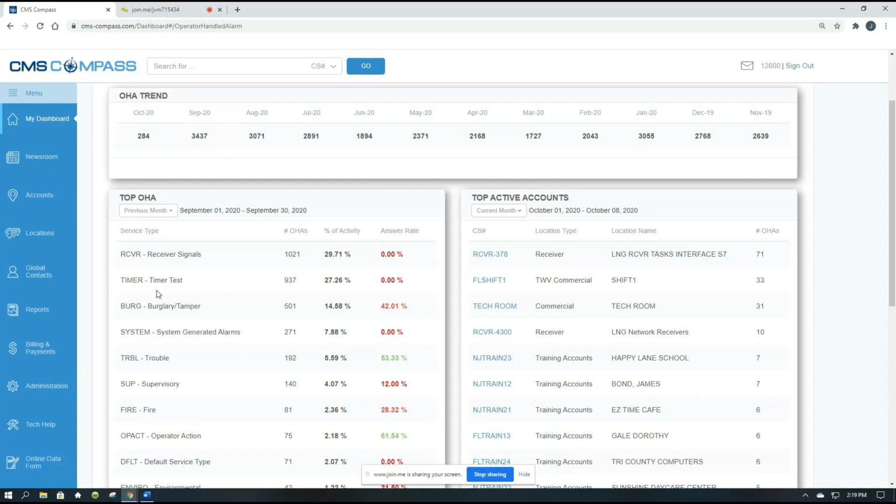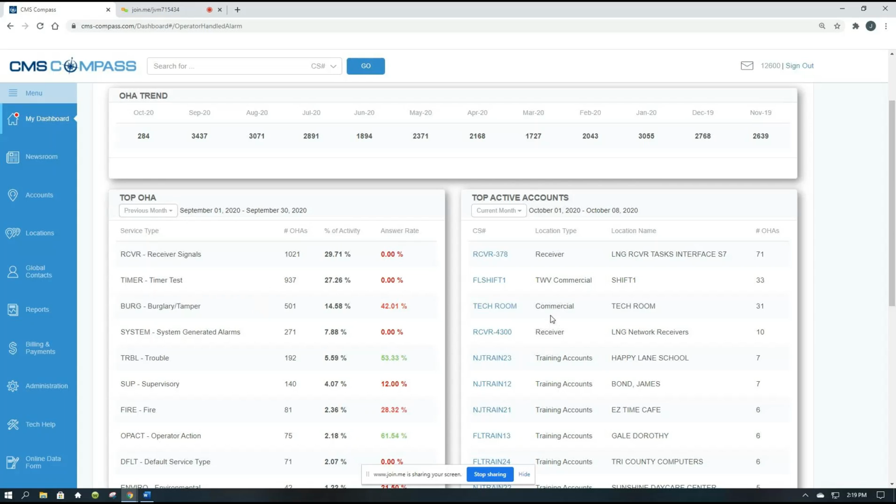Okay, and so when you see these 0%, especially with the timer test, if you look at your accounts and you see 0% or a really low answer rate on your timer test, those are really good prospects for SMS or email auto notification, because they're not answering the phone when we call them to let them know there was a missed timer test. Let them go ahead and get that auto notification and work it from there. Okay, so this is showing you your by service type.